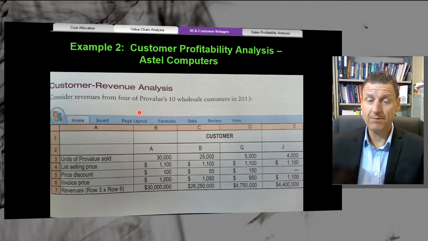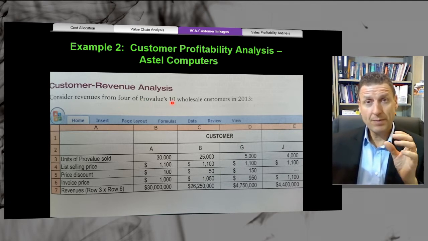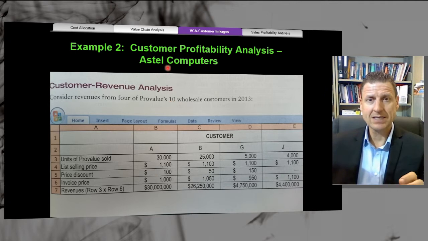And we're coming back to Pro Value. Remember, Pro Value is a division of Astel Computer. We saw this example in chapter 5 with activity-based costing. We started to apply activity-based costing to its computers. And we saw this also in chapter 13 of Horngren, where we actually looked at a target costing example about how Pro Value can actually make the computer for a lower price.